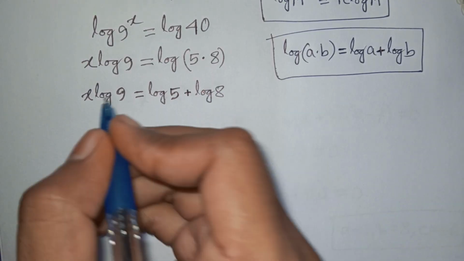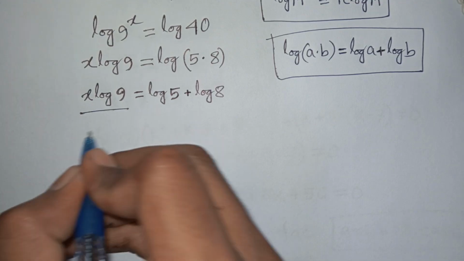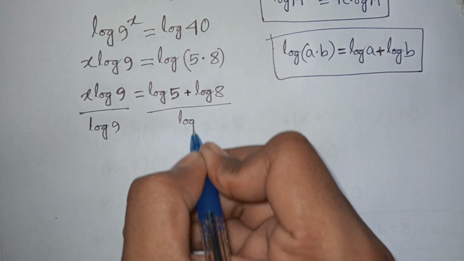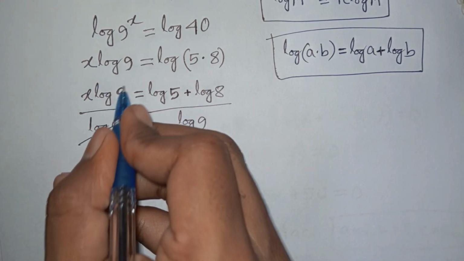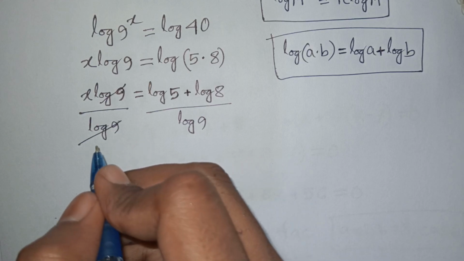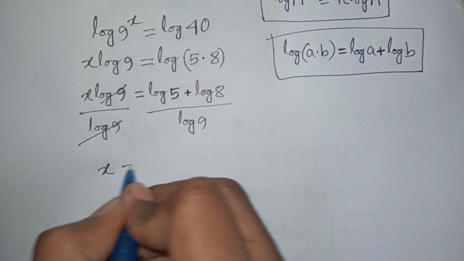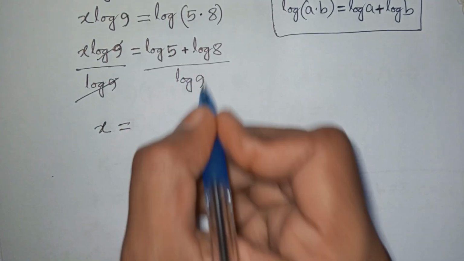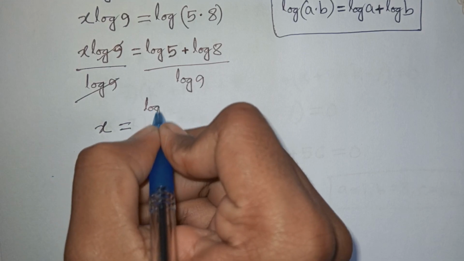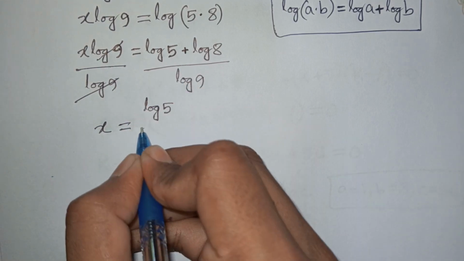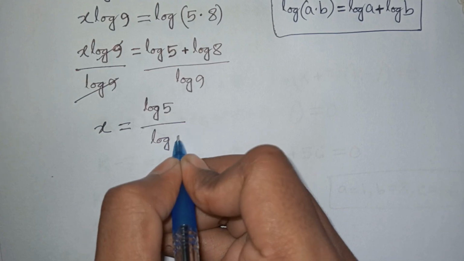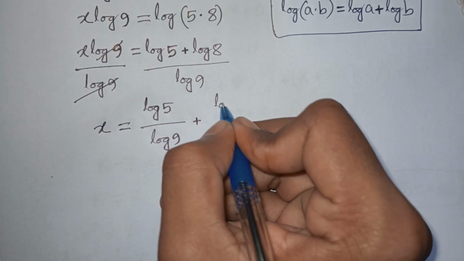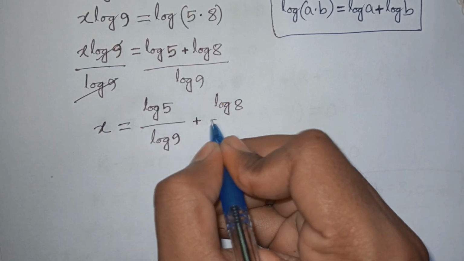In the next step divided by log 9 in both sides. So divided by log 9, divided by log 9. So this log 9 will be cancelled. So we have x will be equal to this divided by this. So it can be written as log 5 of log 9 plus log 8 of log 9.